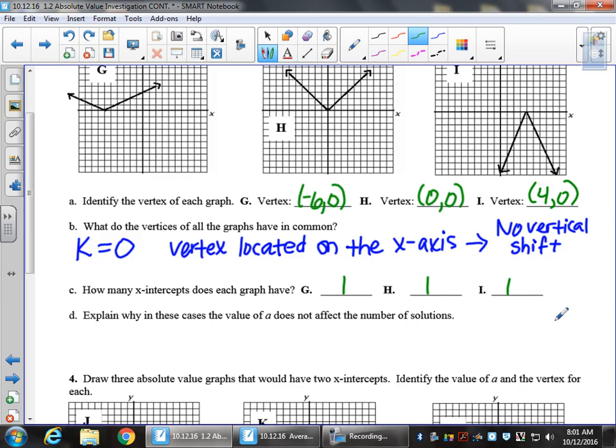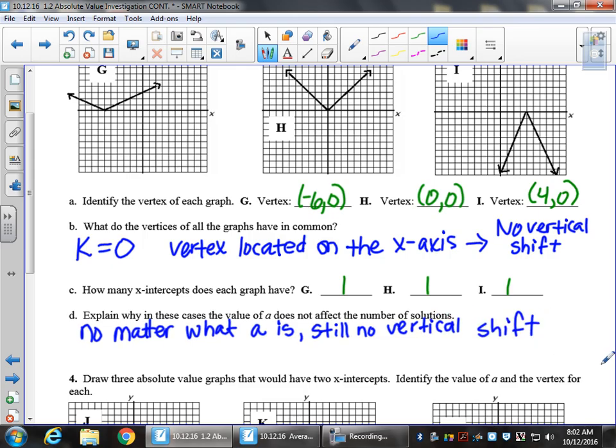Explain why in these cases the value of a does not affect the number of solutions. We kind of just talked about it. A affects whether the graph opens how? Up or down. But has there been a shift off of the x-axis? No. So you're still sitting on the x-axis and opening up. So no matter what, a is, still no vertical shift. Very good.